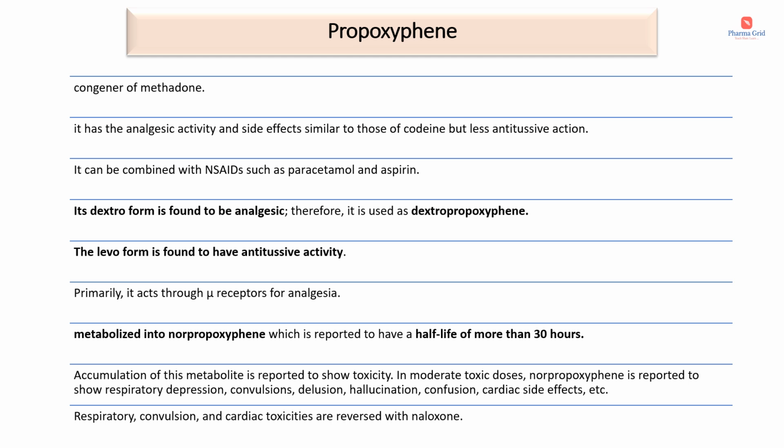Then propoxyphene is metabolized into norpropoxyphene, which is reported to have a half-life of more than 30 hours. Accumulation of this metabolite is reported to show toxicity. In moderate toxic doses, norpropoxyphene is reported to show respiratory depression, convulsions, delusion, hallucination, confusion, cardiac side effects, etc. Respiratory, convulsion, and cardiac toxicities are reversed with naloxone.